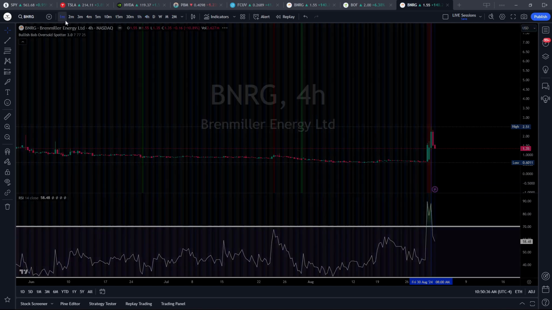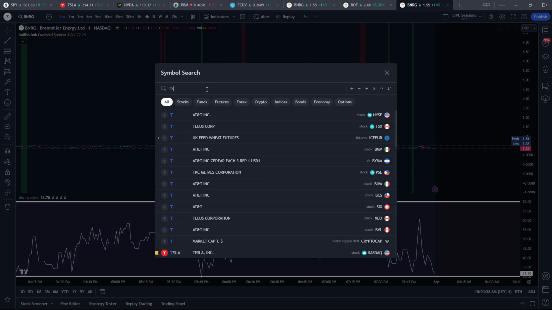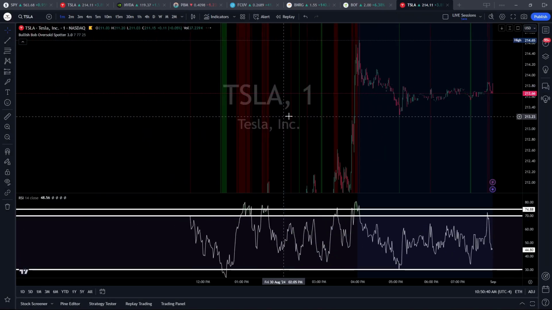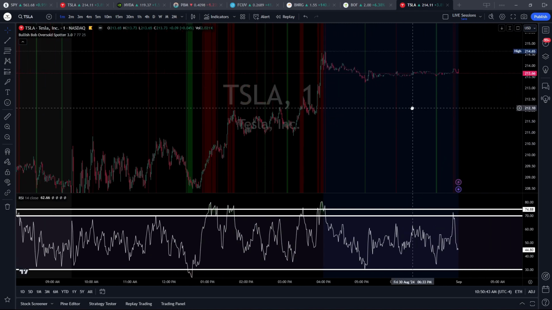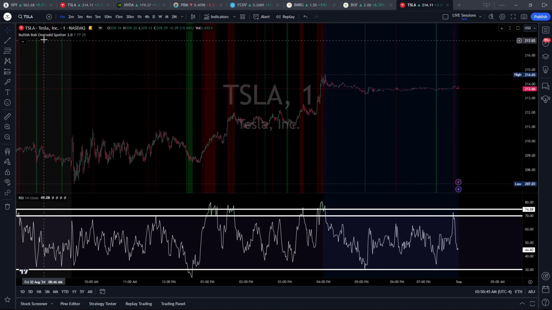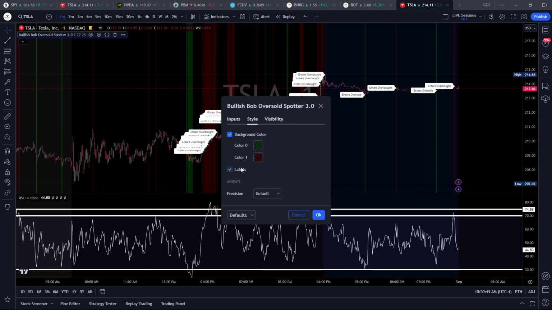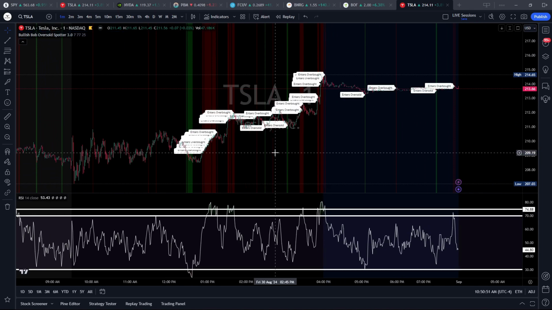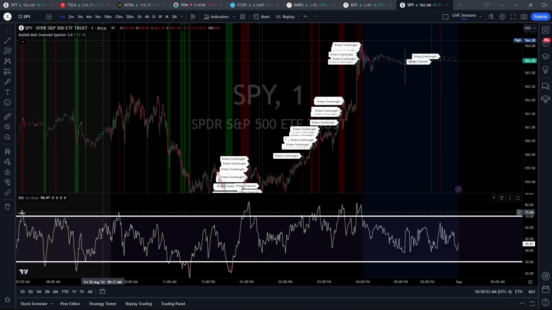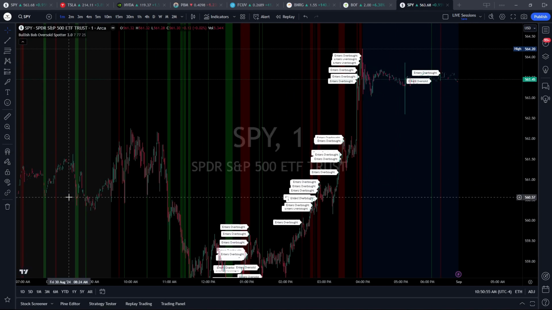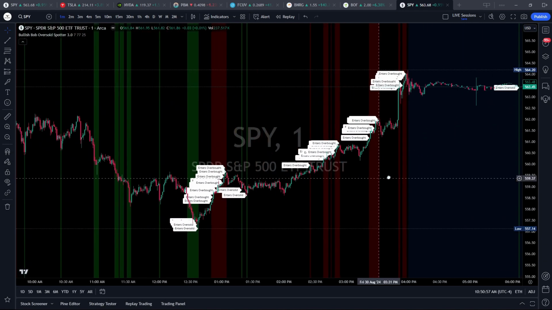Switch between different time frames. It's really important. Different tickers will show you different results. Obviously, Tesla is a large cap, so our indicator is not going to be built specifically for it. But you can see that there are opportunities here as well. And this actually will work for SPY as well. So let's go to SPY for a minute here. I'm going to turn off the RSI down here because the RSI is built into this indicator.